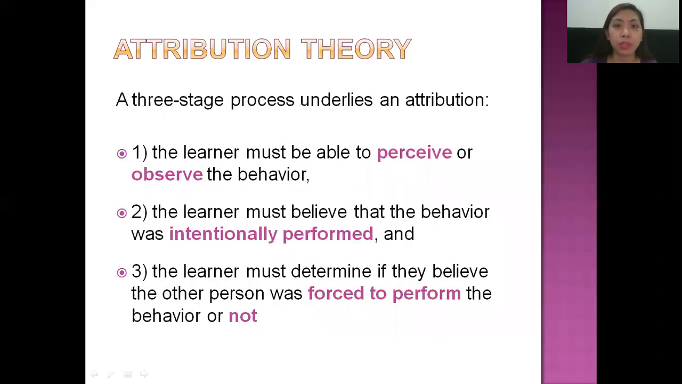A three-stage process underlies an attribution. First, the learner must be able to perceive or observe the behavior. Second, the learner must believe that the behavior was intentionally performed. And third, the learner must determine if they believe that the other person was forced to perform the behavior or not.